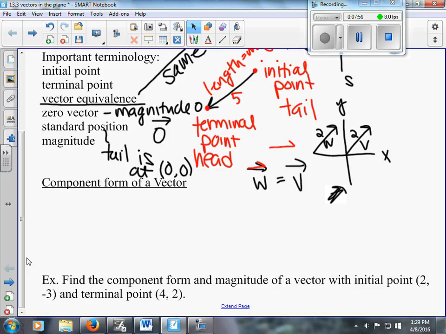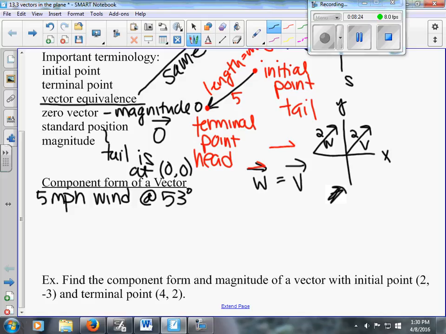Okay, so what that means is I'm going to stick this on the XY axis, and I'm going to put this in standard form. So a 5 mile per hour wind, 53 degrees, and I'm going to draw this vector in standard position. So I'm going to put the tail at 0, 0, and 53 degrees is not out of nowhere. That's your 3, 4, 5 right triangle, where 4 is the X, I think. Let's see. Nope, it's the Y. Okay, so I'm going to go to the right 3, and then I'm going to go up 4, and this ends up being 53 degrees right here. Okay, so that's your vector.